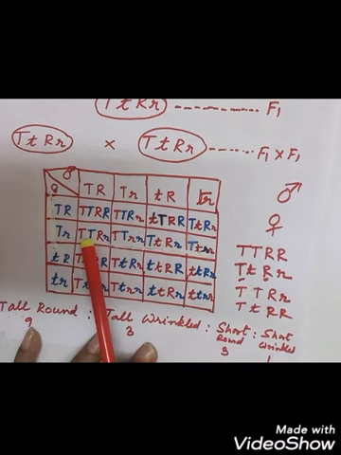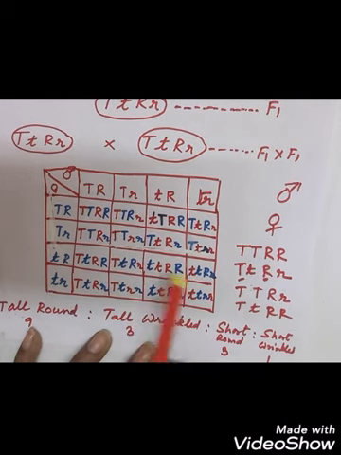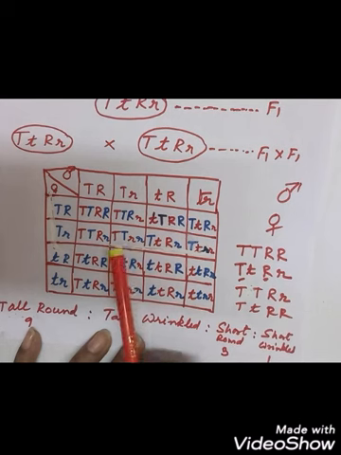This is also tall round. Now this is capital T, small r. This is tall, it is not round. Then we get here what? Wrinkled. We have taken small r for wrinkled. So this is not tall round.